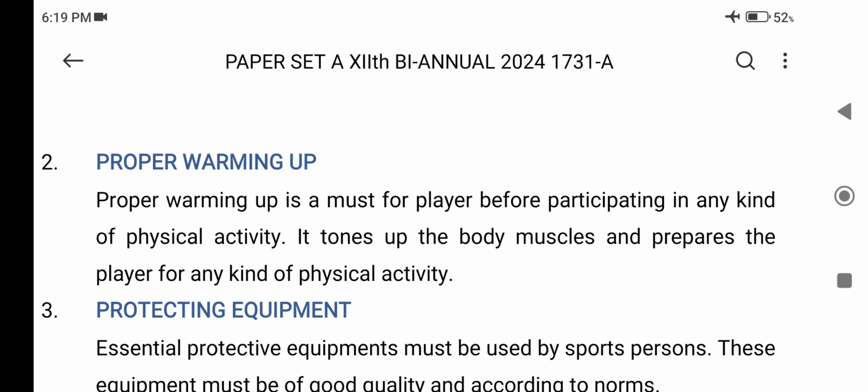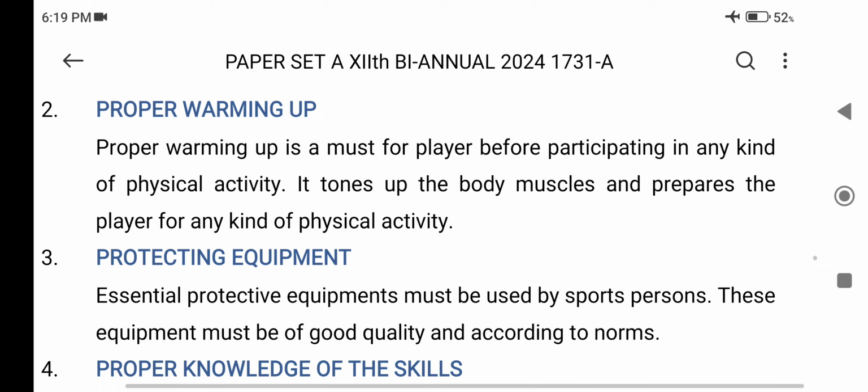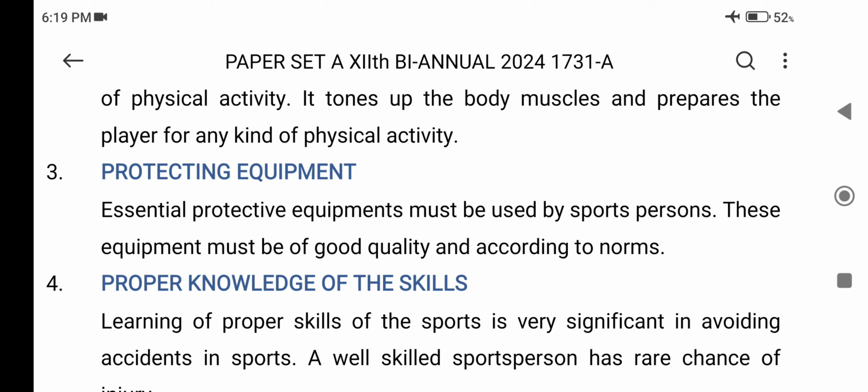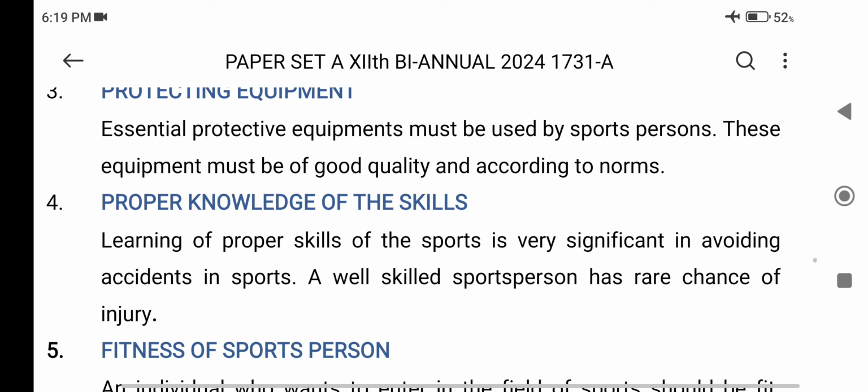Number 2, proper warming up. Proper warming up is a must for a player before participating in any kind of physical activity. It tones up the body muscles and prepares the player for any kind of physical activity. Number 3, protective equipment. Essential protective equipment must be used by sports persons. These equipments must be of good quality and according to norms.